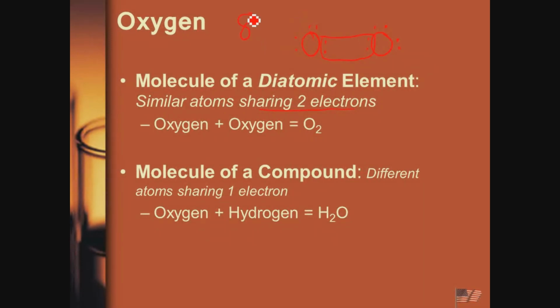The goal is to get 8 in your outermost shell. 8 valence electrons in play, and we're happy. So oxygen now has 1, 2, 3, 4, 5, 6, 7, 8. And this other oxygen has 1, 2, 3, 4, 5, 6, 7, 8. We're both happy. Okay. In the case of water, they also share an electron. And that's how it gets to 8 also.